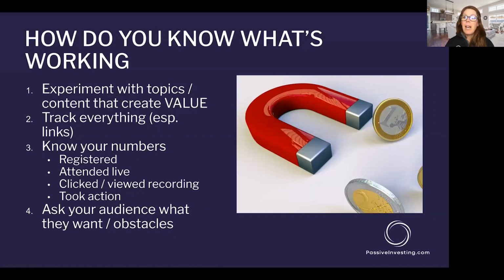And that is tracking your topics. And this can be down to the exact titles that you use for your emails. It can be the exact titles that you use for your webinars and podcasts. Sometimes you don't have to recreate new content that attracts and nurtures the investors. Sometimes you might have missed the titling that resonated with them. I'll give you an example.